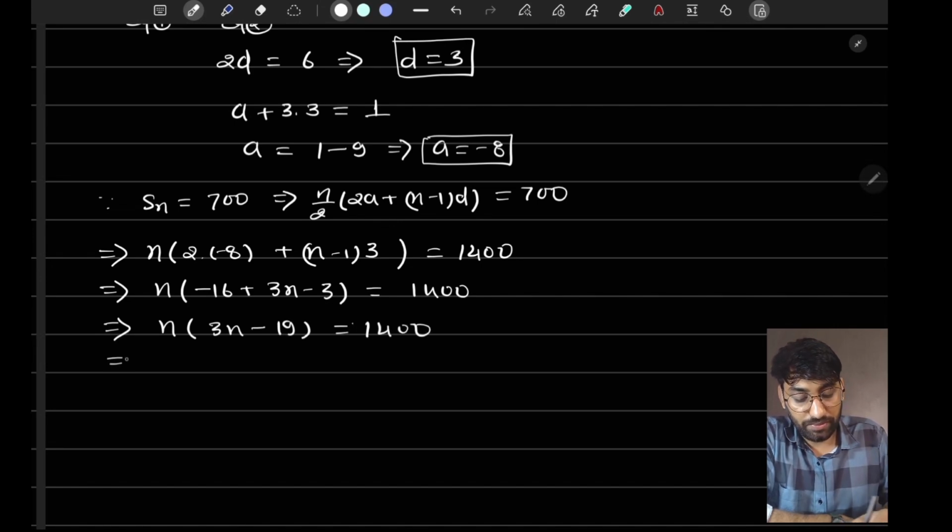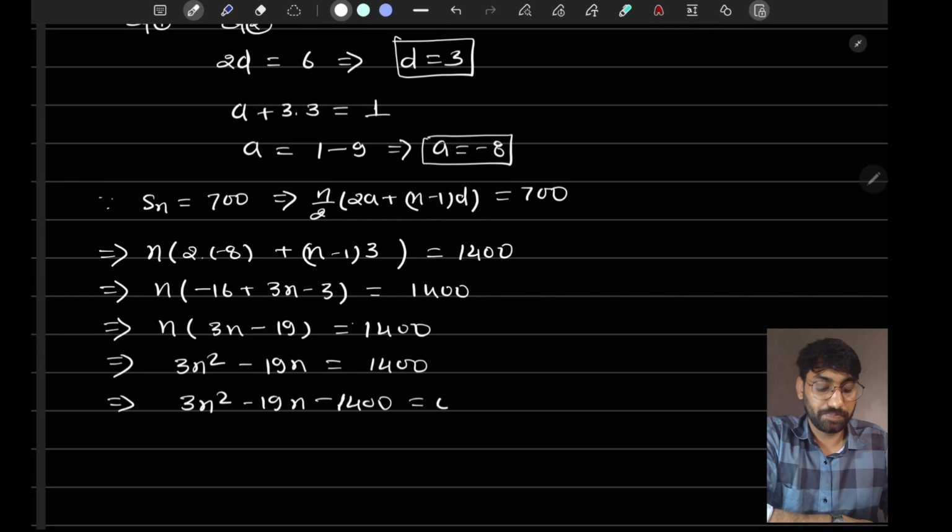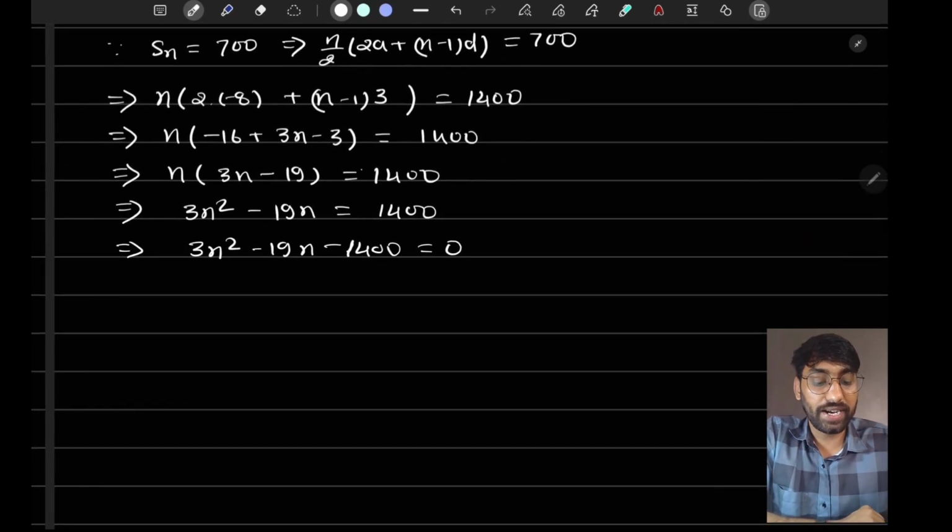Okay. So it will become what? 3n square minus 19 times n equal to 1400. Okay, so it will become what? 3n square minus 19n minus 1400 equal to 0. Correct? Now I got a nice quadratic equation in terms of n. So the idea is what?